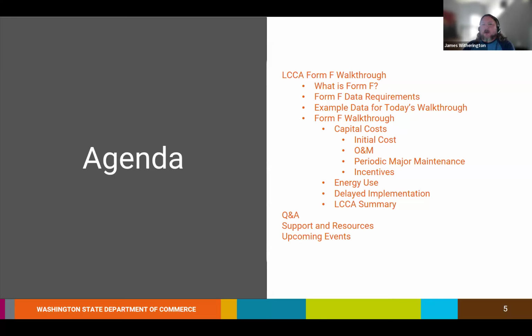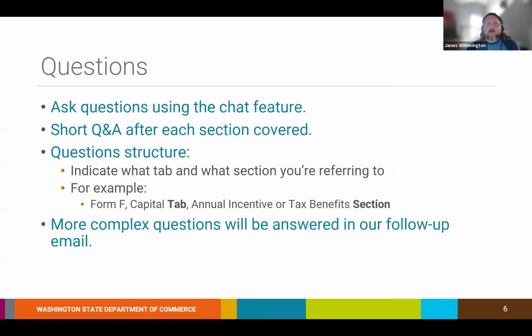We will be providing the copy of that as well after the presentation whenever we post the slides as well. So for the FORMAF walkthrough, we'll be going over the capital cost, so initial cost, O&M, periodic major maintenance, incentives, the energy use data, which goes into the utilities tab, delayed implementation, as well as the overall LCCA summary tab. After that, we'll have Q&A, and we'll talk a little bit about support resources and our upcoming events. Next slide, please.